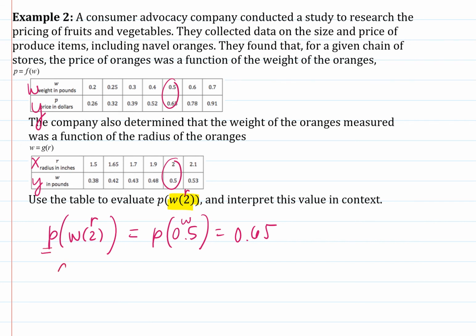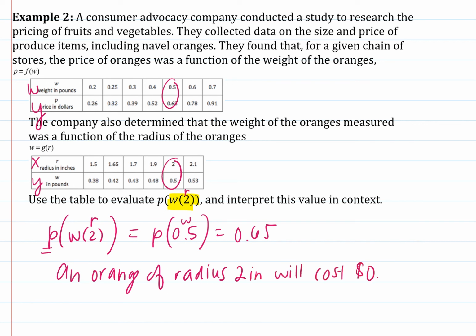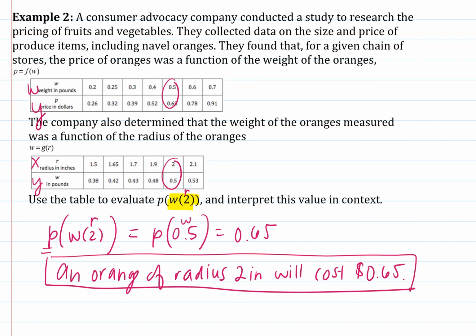That's like saying an orange of radius 2 inches will cost $0.65, right, or 65 cents. This allows us to skip the middleman. We don't actually care how much the orange weighs. I just want to know how much it's going to cost, right? So I can directly relate the original input to the ultimate output. An orange of radius 2 inches will cost 65 cents.